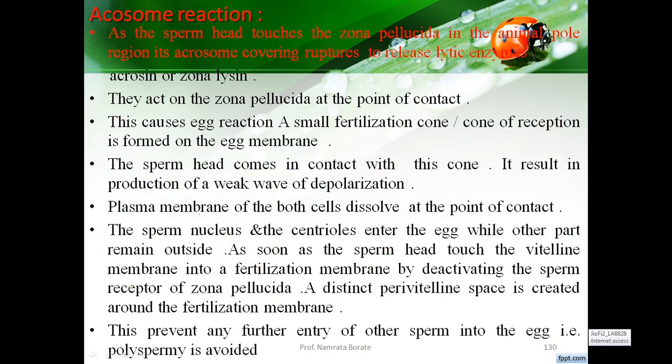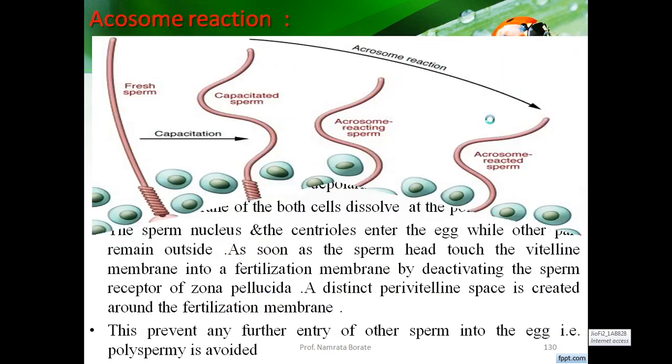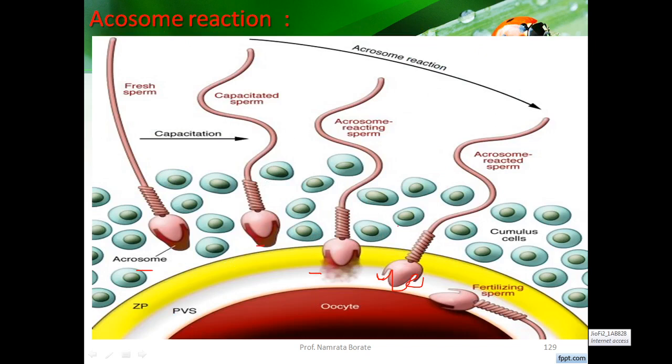Afterward, what happens is the acrosome reaction. As the sperm head touches the zona pellucida in the animal pole region, its acrosome covering ruptures to release the enzyme acrosin, which is also called lysin. Here the lysin, the acrosin, is released.